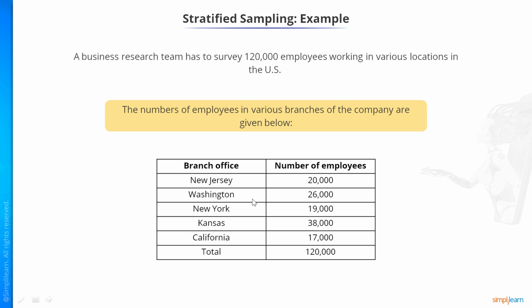So here is an example. There is a business research team who want to survey 120,000 employees working in various locations in the US. In the table below, we see the branch office, for example, New Jersey, and the number of employees working in that office. So we have the information about the offices and employees in this table.